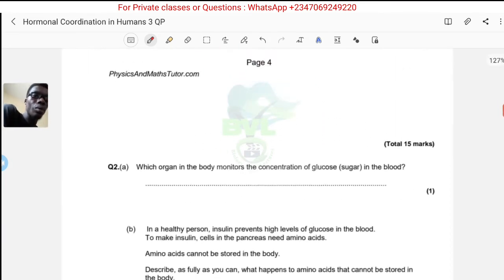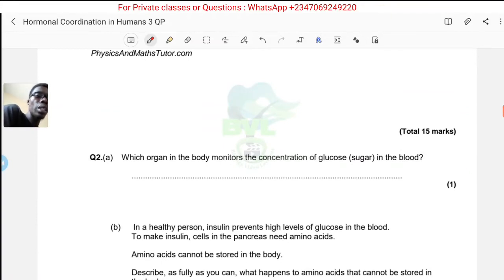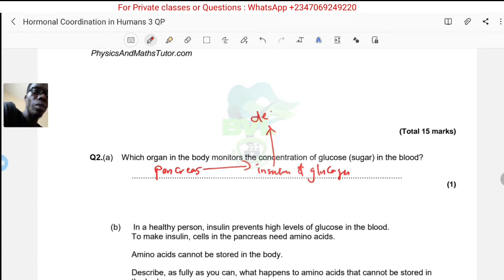Which organ in the body monitors the concentration of glucose or sugar in the body? And that is the pancreas. Why will I say that? Because it secretes insulin and glucagon. Just writing pancreas is enough. I just wrote that one to remind you. Insulin decreases sugar level or glucose level, while glucagon increases sugar level. You might want to take note of that part.